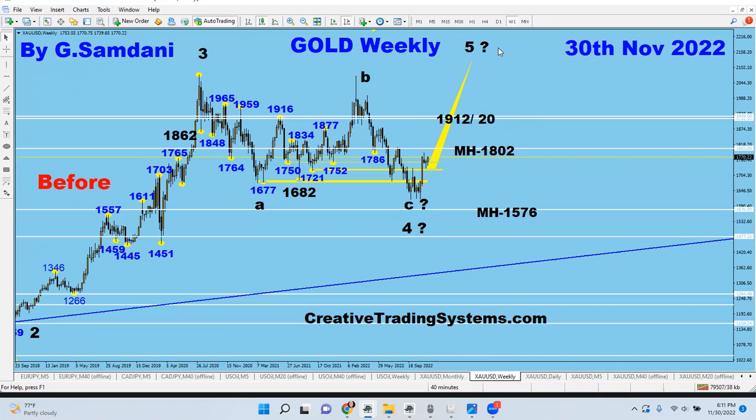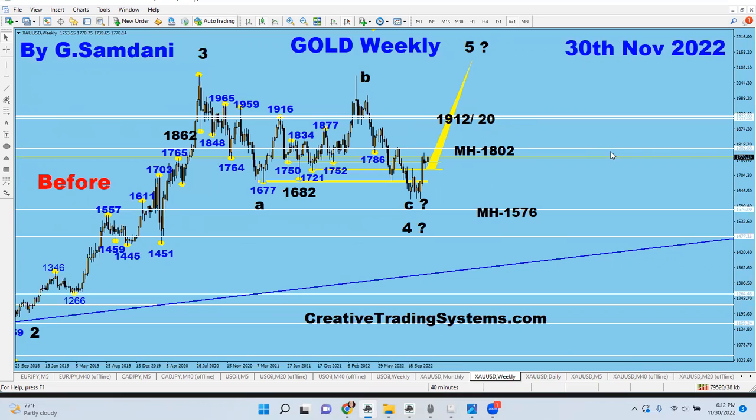So how are we going to go for wave 5? We look at the smaller time frame. This is just a general idea that we're going to go up, and these are the levels, right? Monthly high, this is 1912, 1920. Also on the monthly number, I guess, this is monthly high, 1578. So my ultimate target for now is 1802, probably. 1786, 1802, and then you can see that it's powerfully going to the upside.